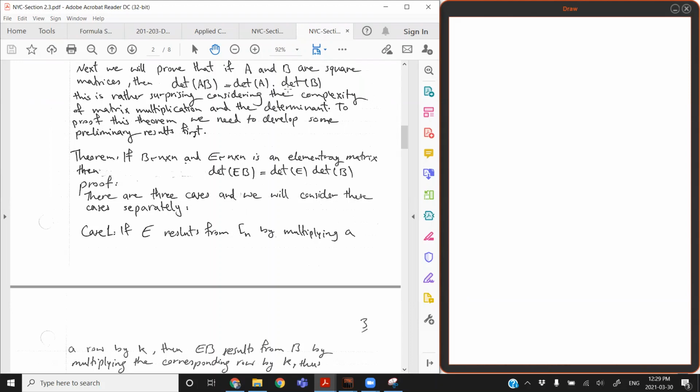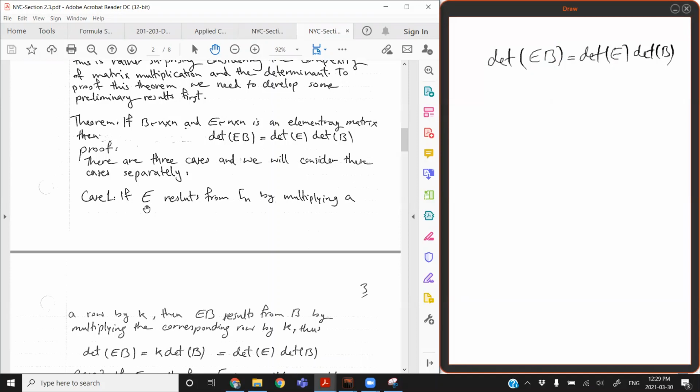Now we are proving it for a special case when E is an elementary matrix. So E is an elementary matrix, B is any matrix. We're going to prove that this is equal to determinant of E times determinant of B. Okay, proof. There are 3 cases, and we will consider these cases separately.